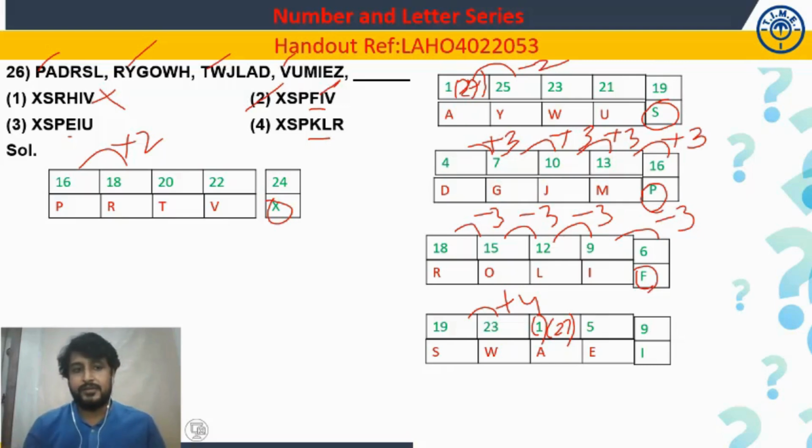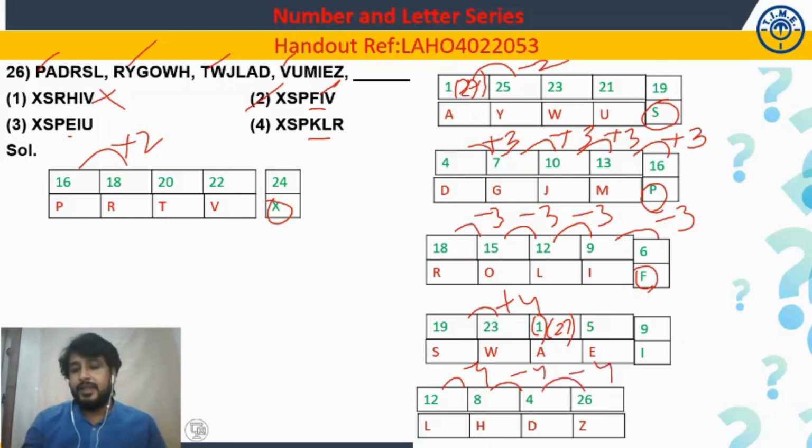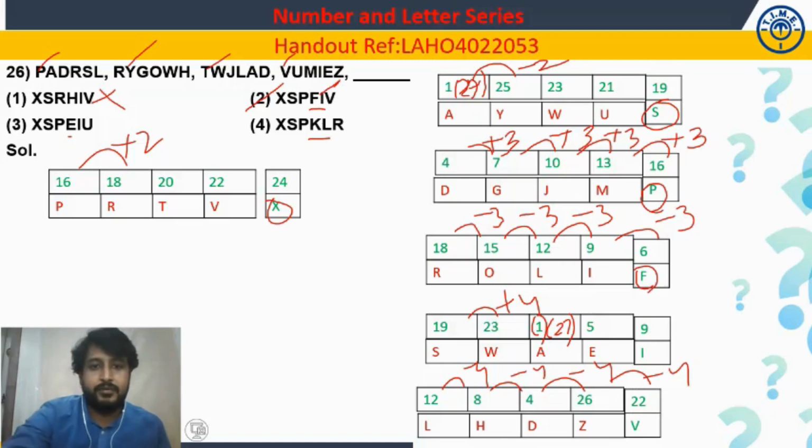Now identify the logic in the last letters, sixth letters. L, H, D, Z. L's place value 12, H 8, D 4, Z is 26. Now, what is the logic? 12 and 8 minus 4. 8 and 4 minus 4. 4, 26 minus 4, because in the English alphabet, D, C, B, A, again Z. So minus 4. So now 26 minus 4. What is 26 minus 4? 22. Which letter place value is 22? V. So perfectly matching.